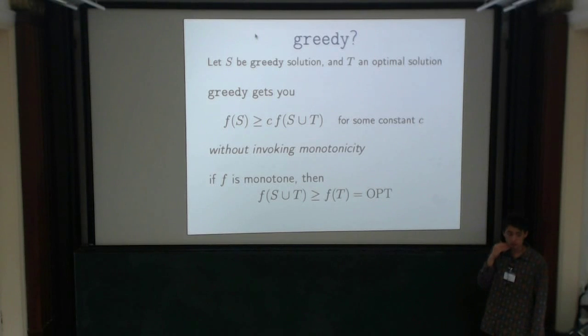Why is greedy still around if it has unbounded approximation ratio? Because in the analysis, if S is my greedy solution and T is an optimal solution, I can often reach a point that looks like f of S is at least some constant times f of S union T, without invoking monotonicity. And it's only in the last step where we actually pull out our final inequality. So we get pretty far analysis-wise.